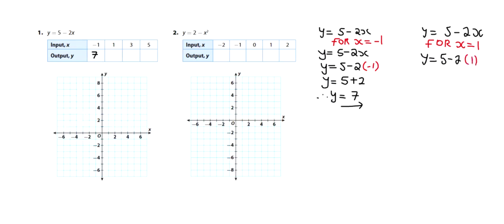Then you continue and say y equals what? That will be 5 minus 2. The reason it's 5 minus 2 is that we all know 2 times 1 is 2. Therefore, the value of y we are getting is 3, because 5 minus 2 is 3. So 3 is our final answer. After getting 3, you go to your table and write that. That will be 3.